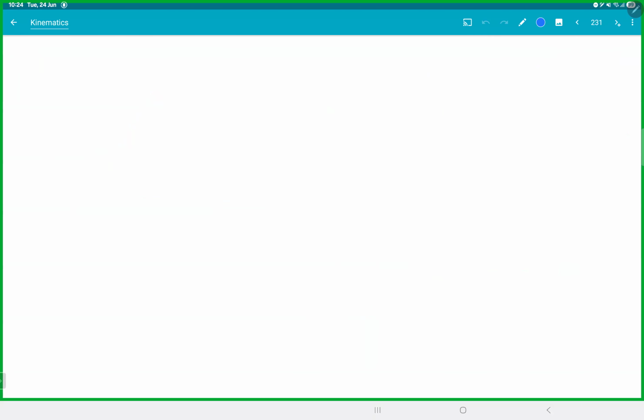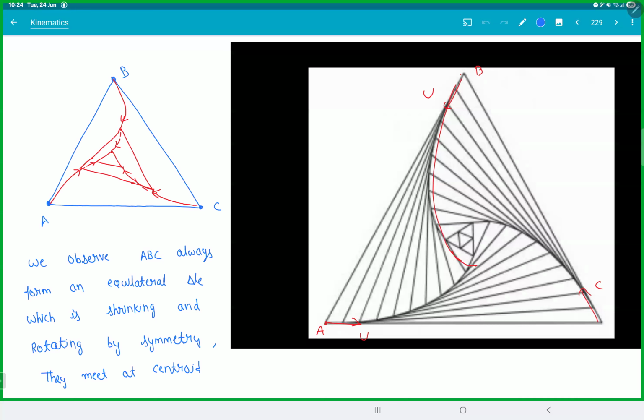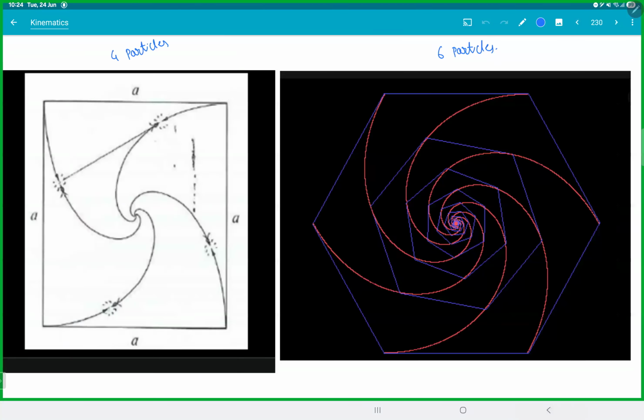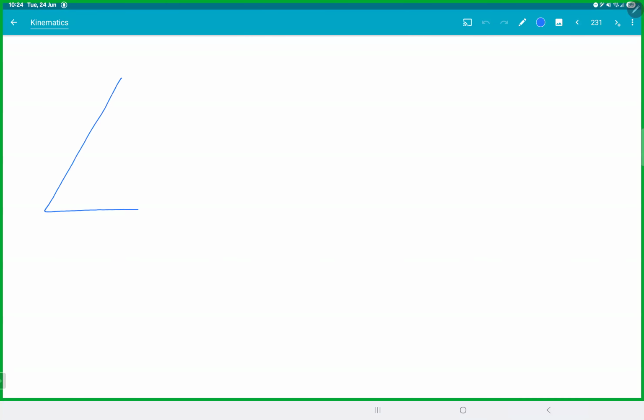Let me help you with this. You try that hexagon thing, I'll show you. Remember, the main story is here. The particles will always form an equilateral triangle. Okay? So, listen to this.